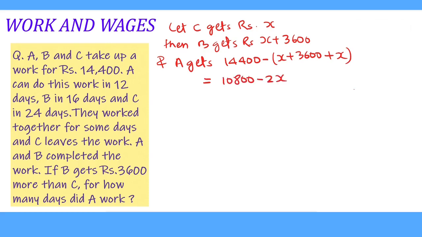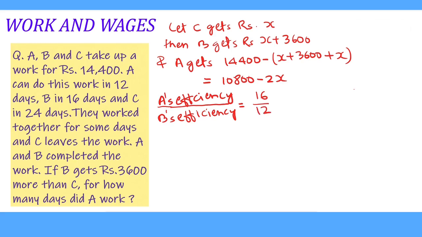As A and B have worked for an equal number of days, they will get the amount as per their efficiency, and we can compare their efficiency. A's efficiency upon B's efficiency equals, as A can do the work in 12 days and B in 16 days, the reverse of this, which is 16 upon 12. So A's efficiency upon B's efficiency equals 16 upon 12, and as per their efficiency they are going to get the amount. So A's amount is 10,800 minus 2x upon B's amount, x plus 3,600.